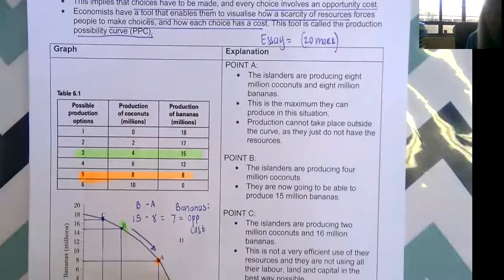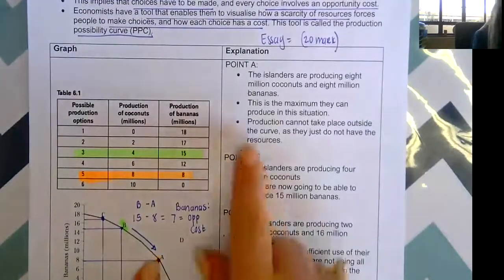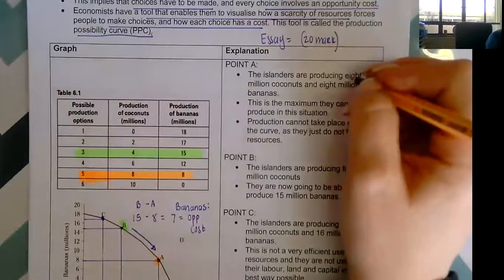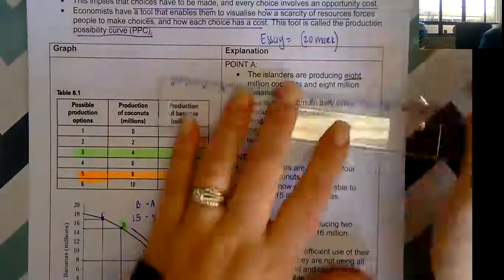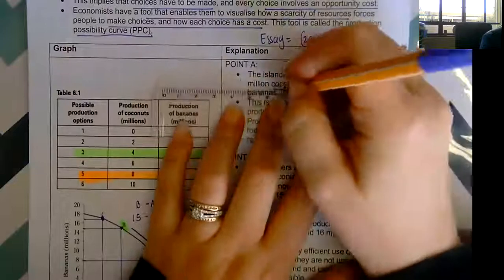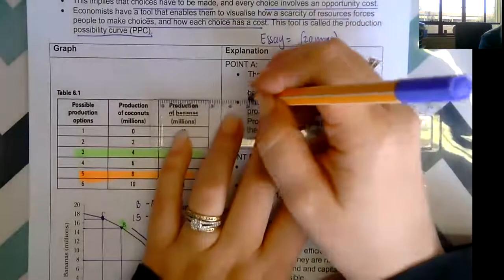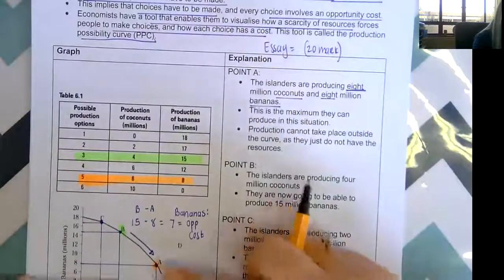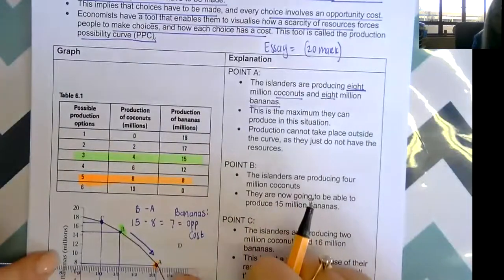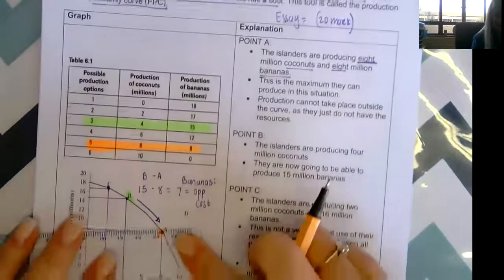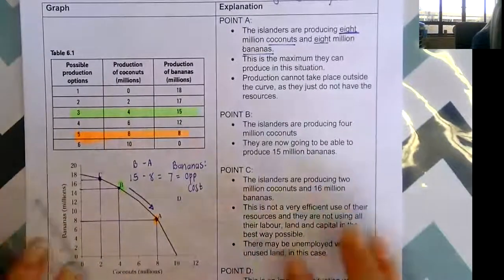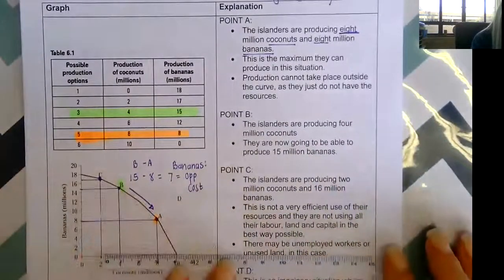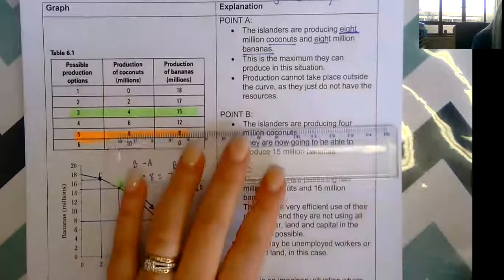So let's look at point A. At point A, they are producing 8 million bananas and 8 million coconuts. How do we know this? We just look at point A. For the bananas, we see it's 8. And here below, if we take it down, we see it's 8 coconuts. This is the maximum they can produce in this situation.